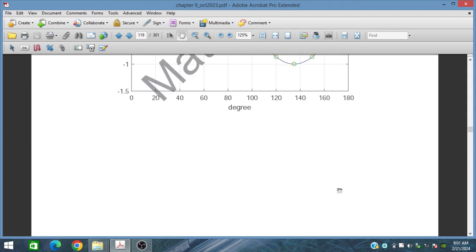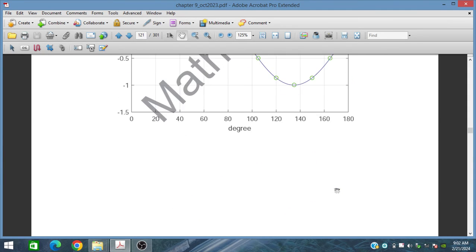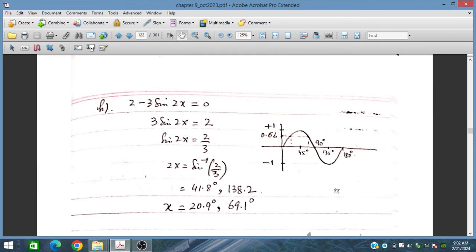Let's solve question number h. We have 2 minus 3 sin 2x is equal to 0, and this 2 can be shifted here and the minus will be eliminated, so sin 2x is equal to 2 upon 3. Here the inverse of 2 upon 3 is in the first quadrant, and this value is here, and we divide this by 2, and we have this, and we can also plot it.